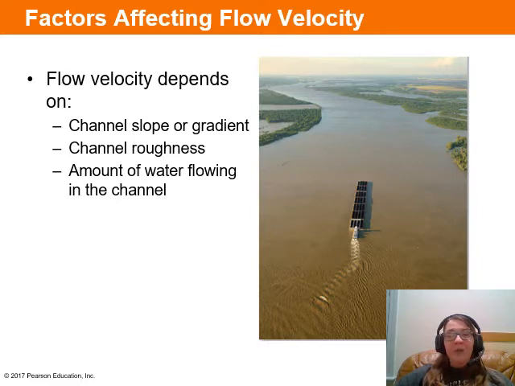And then finally, our flow velocity is going to depend on just how much water is inside of that channel. If we're looking at one river, on a normal day when it's holding just a normal amount of water, it might be moving relatively slowly. But let's say that we have a flood occur. Now this river is going to be holding 3 times as much water as it normally does. Now that we've increased the amount of water inside of our channel, that water is going to start moving more and more quickly. So the more water that we have in our channel, the faster it's going to flow, or the higher its flow velocity will be.